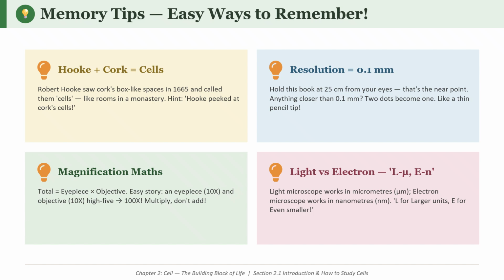Light microscope with electron. Light is measured in micrometers, that is the mu symbol they have given, and electron in nanometers, so small n. So the light microscope works in micrometers and the electron microscope works in nanometers, nm. So L is for larger units and E for even smaller ones. Yes, let's move on to the next one.